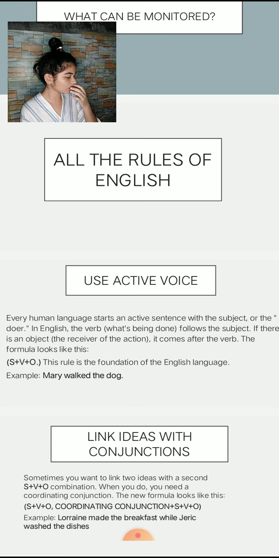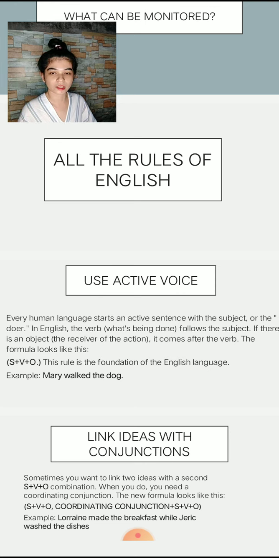Every human language starts an active sentence with the subject or the doer. In English, the verb, or what's being done, follows the subject. If there is an object, or the receiver of the action, it comes after the verb. The formula looks like this: subject plus verb plus object. This rule is the foundation of the English language. For example, Mary walked the dog.